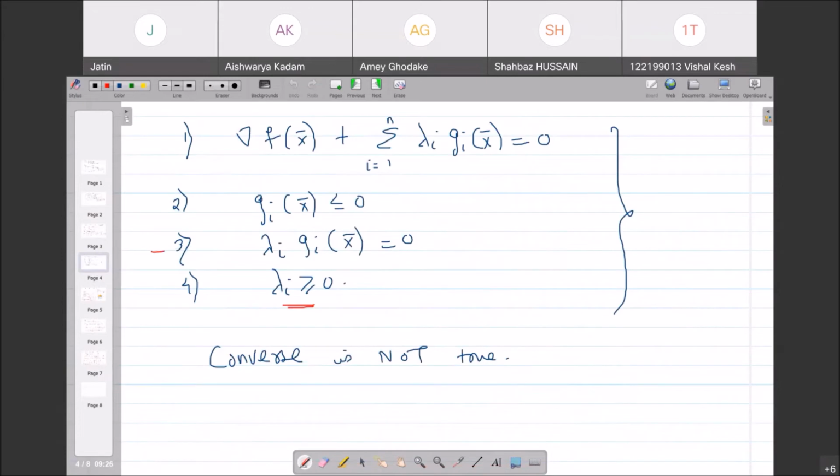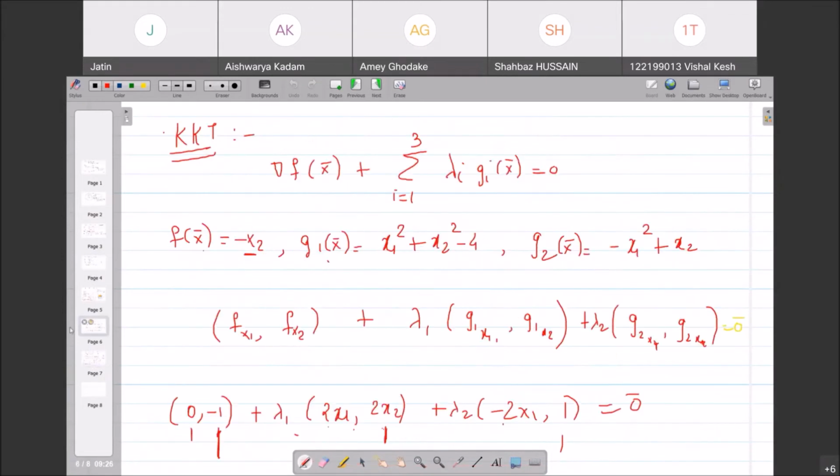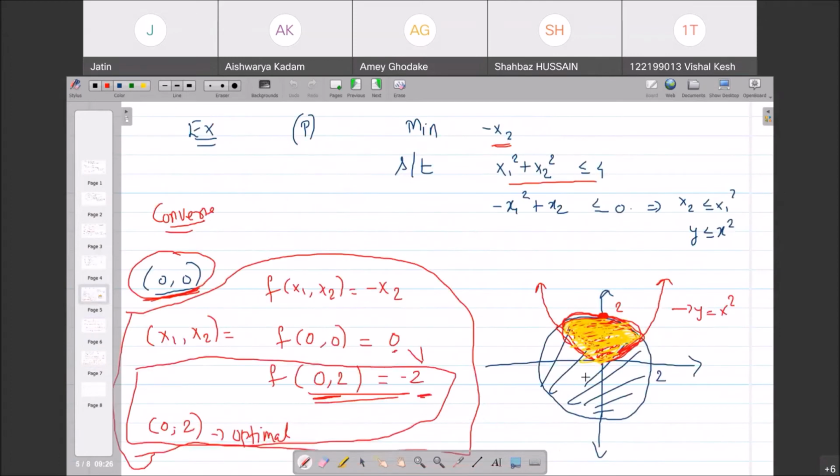So therefore this is satisfied. Are the constraints satisfied? Yes, because you can see that here your 0, 0 point is in both the constraints. That means it is satisfied. Or you can check by putting the value 0, 0. It is satisfying both the conditions.